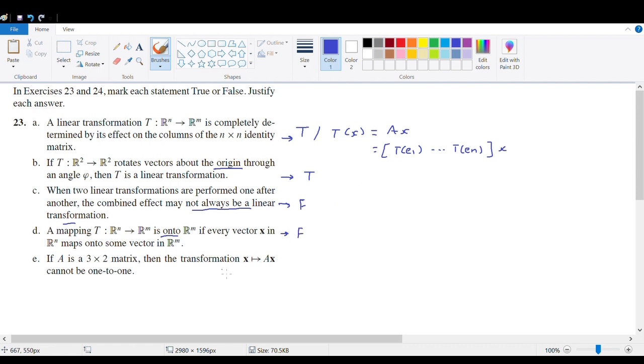For E: if A is a 3 by 2 matrix, then the transformation Ax cannot be one-to-one. This one is a 3 by 2 matrix, so that means we have 3 rows and 2 columns. Then the transformation cannot be one-to-one, this is false. Because for a one-to-one transformation, we can have columns which are linearly independent. This can be shown in example 5, where our matrix is 3 by 2, and if the columns are linearly independent, that means the transformation is one-to-one.